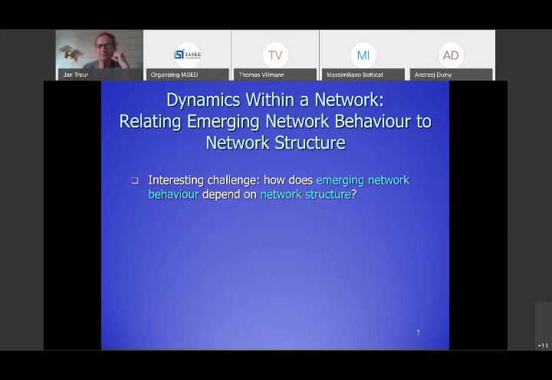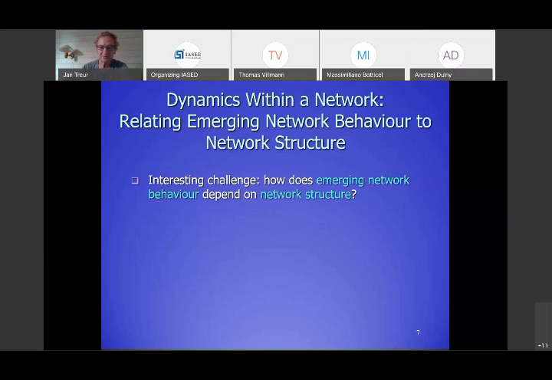So first, I will address dynamics within the network. So for the network now, the structure is constant. All these parameters, the characteristics that I mentioned, are now constant. And we look at the states of the nodes. The nodes all have state values at every point in time, and those state values change all the time.